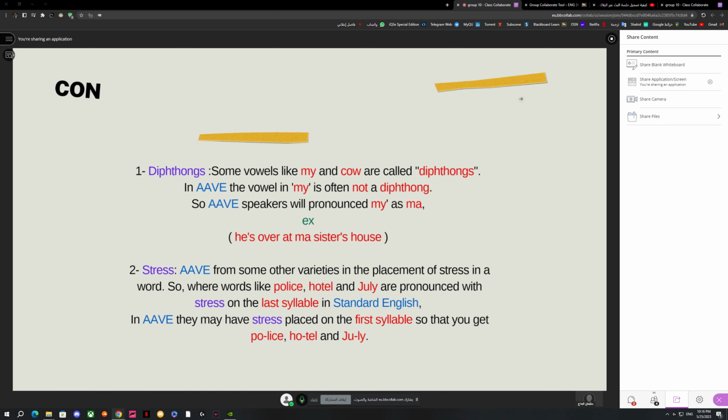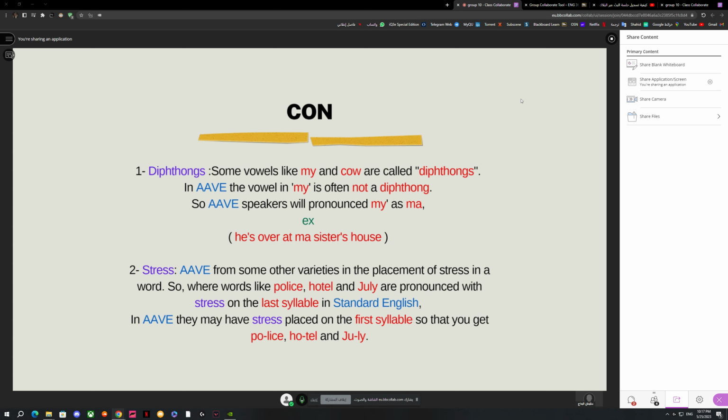One, diphthongs. Some vowels, like in my and cow, are called diphthongs. In African American English, the vowel in my is often not a diphthong, so speakers will pronounce my as ma. Example: he's over at my sister's house.